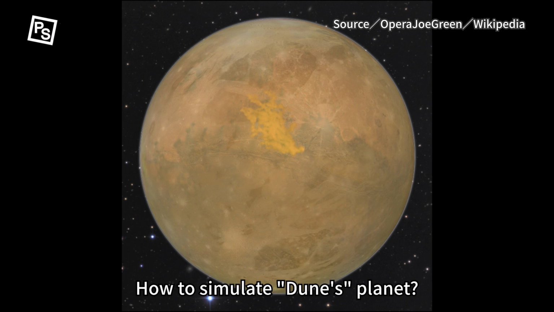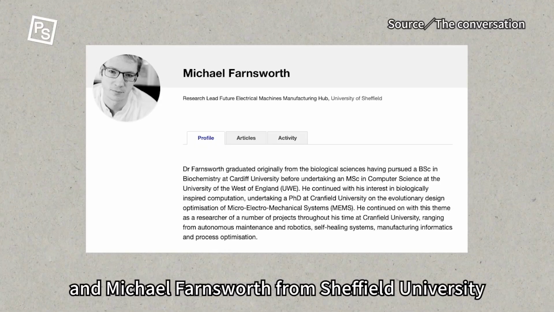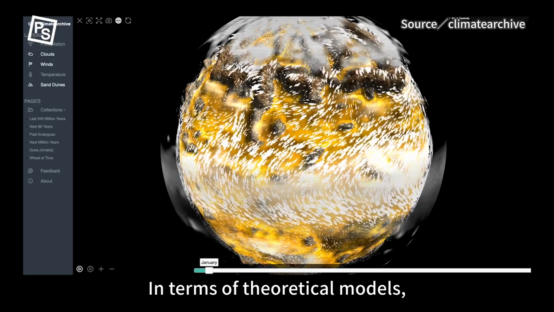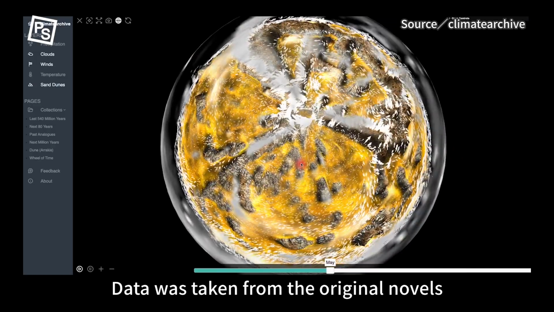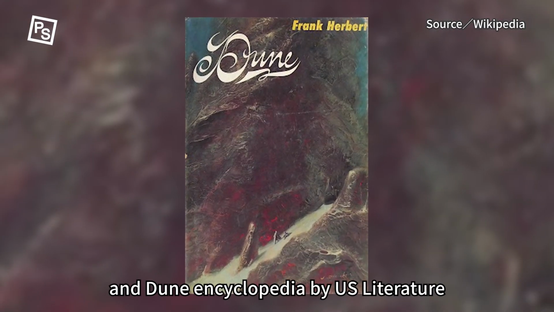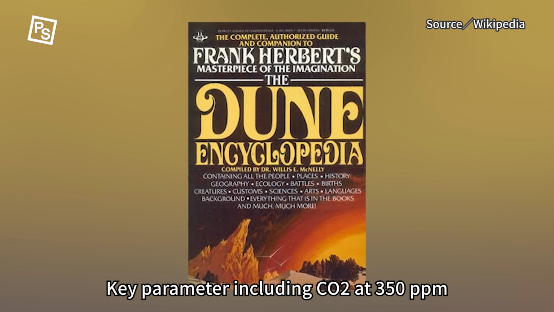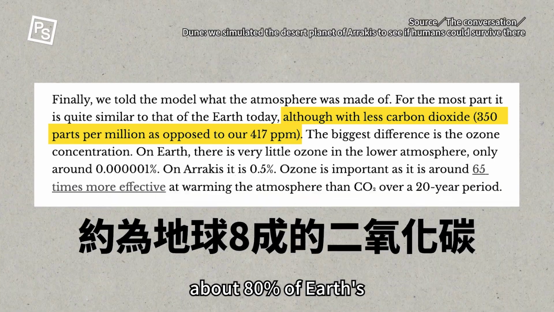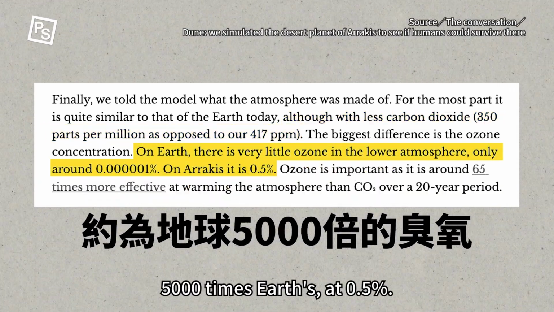How to simulate Dune's planet. Alexander Farnsworth from Bristol University, Sebastian Steiniger, and Michael Farnsworth from Sheffield University simulated and discussed Dune's Arrakis. In terms of theoretical models, they used a climate model for studying Earth's changes. Data was taken from the original novels and the Dune Encyclopedia by US literature professor McNally. Key parameters include carbon dioxide at 350 ppm, about 80% of Earth's, and ozone levels 5,000 times Earth's, at 0.5%.